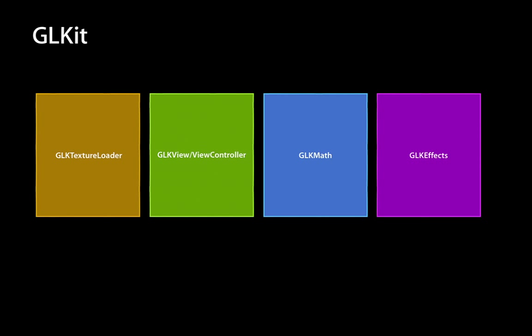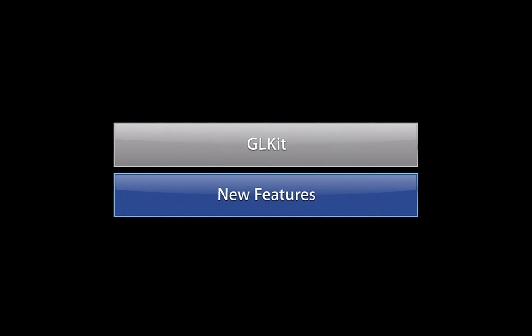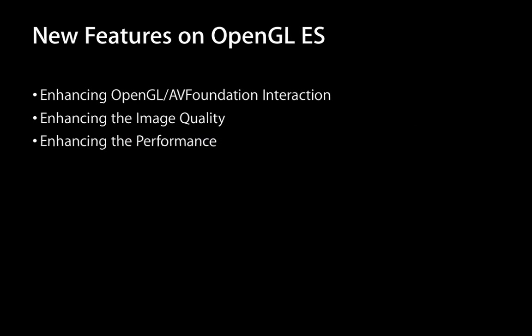Okay, so that was for GLKit. We also have other features that we implemented through OpenGL ES extensions. We looked at it, and we basically identified 3 categories. The first one is, we got a lot of requests in terms of enhancing the OpenGL ES and AV Foundation interaction. So we tried to solve the issues with that use model.